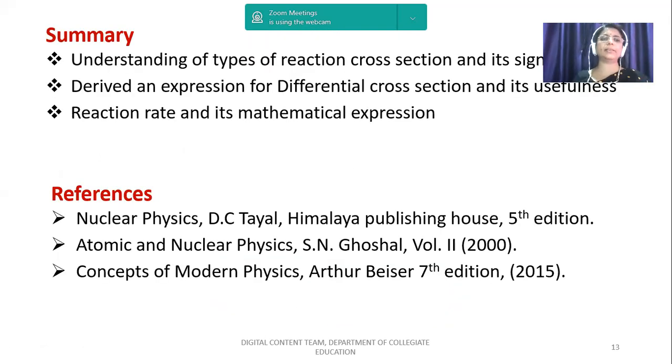So with this, let us move on to the summary of the session. Here you are going to revise what you have learned in this particular session. You understood the types of reaction cross section and its significance. You could derive an expression for differential cross section by understanding the various processes happening in the reaction between the projectile and the target, which leads to understanding the exact meaning of differential cross section and its usefulness. Also, you understood what reaction rate is and its mathematical expression.